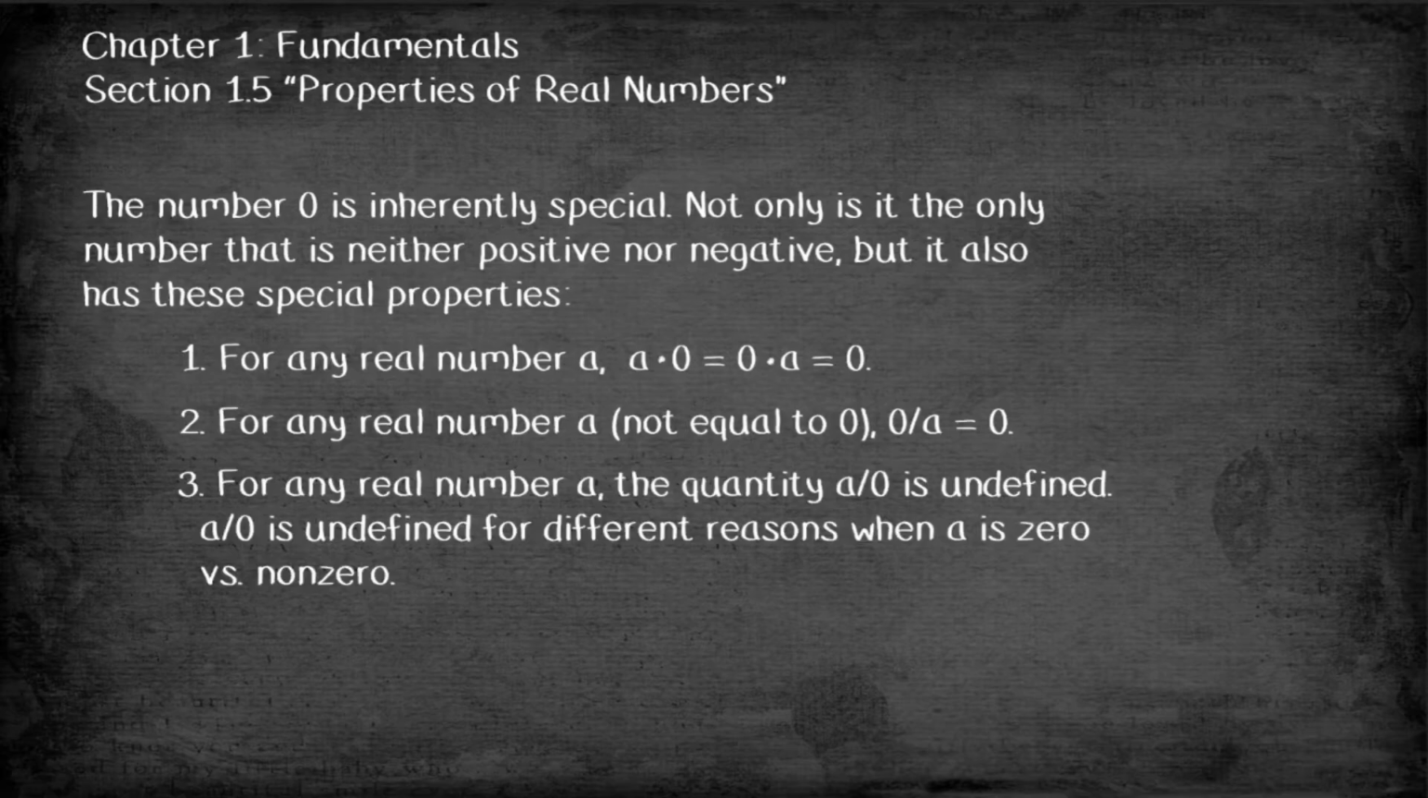And for any real number a, the quantity a divided by 0 is undefined. So it doesn't matter if a is 10, or negative 25, or negative pi squared, or 0. The quantity a divided by 0 is not defined. Division by 0 is undefined. There is a little bit of nuance, because a divided by 0 is undefined for different reasons when a is 0 versus non-zero. But that's not super important, so we won't get into it.